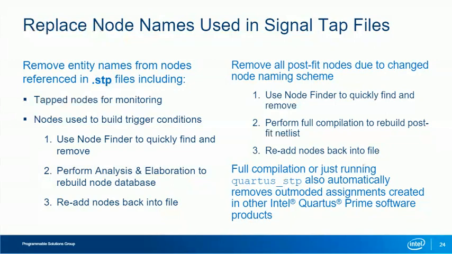If you are tapping post-fit nodes for the logic analyzer, these must be replaced as well. The post-fit node naming scheme is different between other Intel Quartus software products and the Pro Edition. Again, use the Node Finder to find and remove the post-fit nodes. Perform a full compilation, running the fitter, to recreate the post-fit netlist. Now, use the Node Finder again to add the desired post-fit nodes back into the STP file.